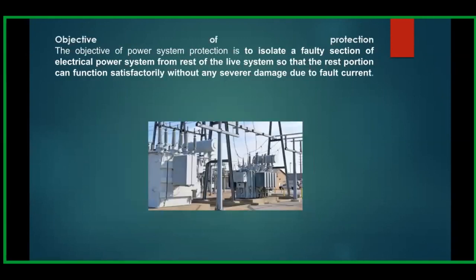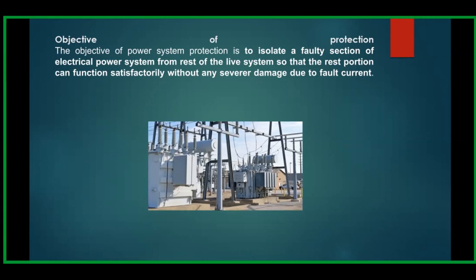And there are certain objectives of protection. There are various types of faults which occur in the power system network, which include symmetrical faults and unsymmetrical faults. In order to have satisfactory operation and customer satisfaction, the power system faults must be minimized so that the customer is completely satisfied.